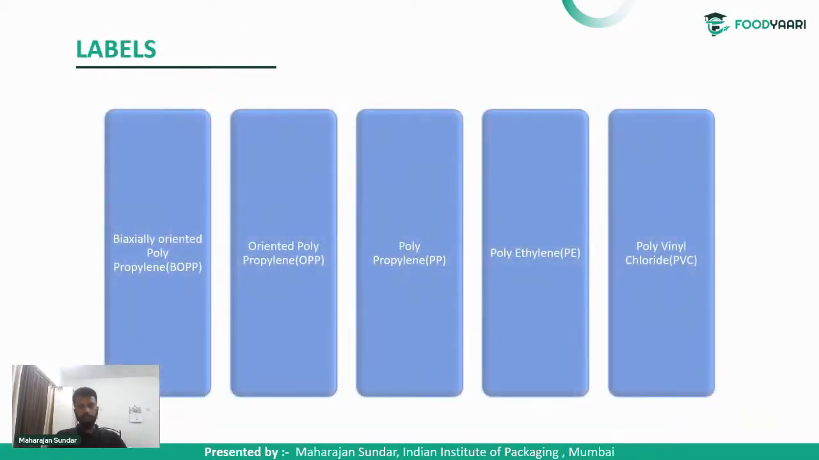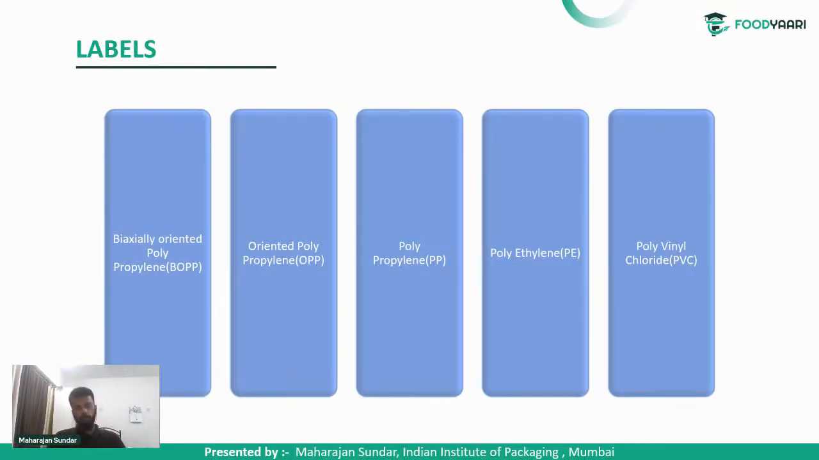Labels: these are the materials used to manufacture the label. They are BOPP, as I explained, which is biaxially oriented polypropylene, and OPP, or unidirectionally oriented polypropylene, and polypropylene. Why are these three polypropylenes mentioned?